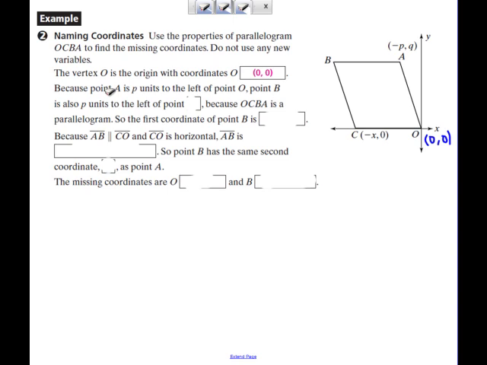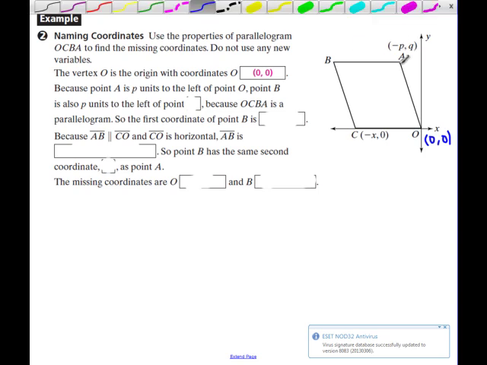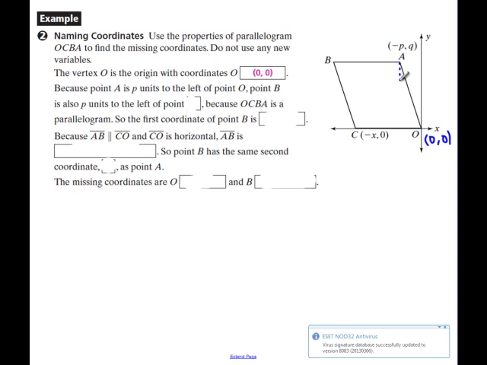So that's our starting point. And then it says because A is p units to the left of point O. So if we look at big A, our point here, it's p units to the left. We can see that negative p is the coordinate here, which just means that if we drop this line down here, that means that this little bit here is p units. But it's p units to the left of the y-axis, so we get negative p as our x-coordinate.